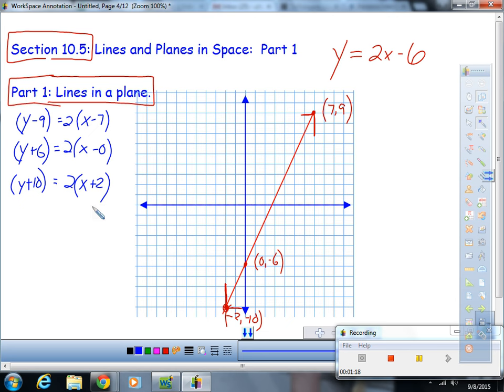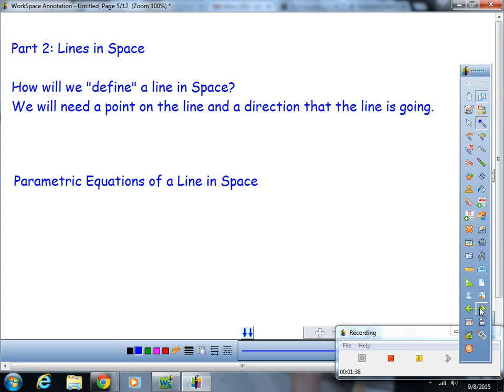And so now I want you to remember that there were actually more than one way to represent, or one unique way to represent the set of all points that travels in this direction through that point, okay? So one thing we're going to find out is that our equations for lines in space are not unique, okay? Okay, so how are we going to define a line in space?